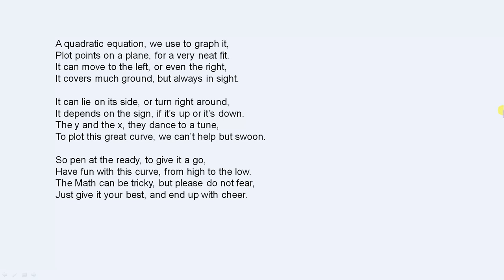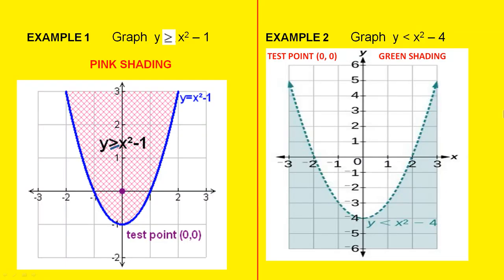And here is the lesson on the parabola. Here we go. So I've got two examples here about shading, basically. These are regions, and it's to do with shading. And the first example asks us to graph y is greater than or equal to x squared minus 1.